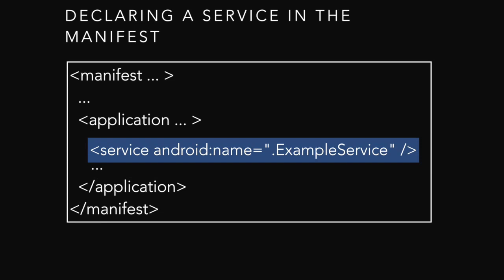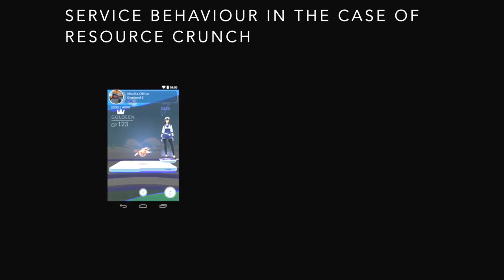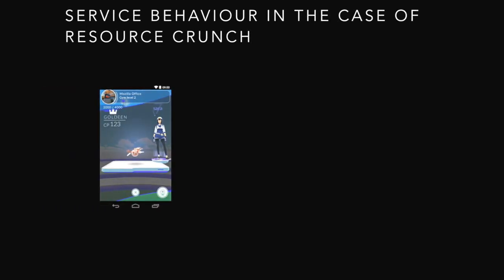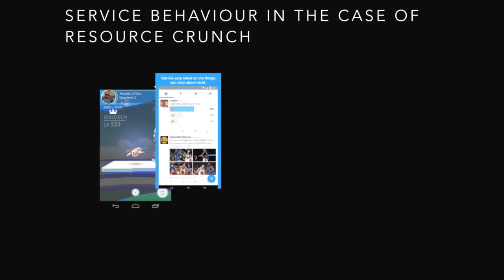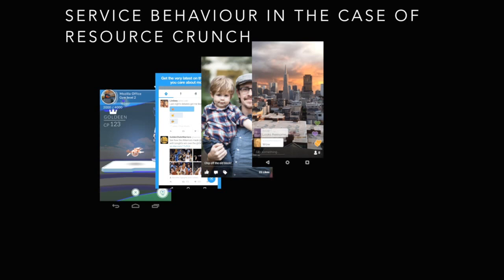In this video, we are going to see the behavior of a service in the case of a resource crunch. So what is a resource crunch? Let us see. Suppose I am opening an app and, without closing it, I open several apps: a second one, a third one, and a fourth one. Now, consider that the second app I opened contains a service which is running. It may be playing a song, but the first, third, and fourth apps don't have any service.